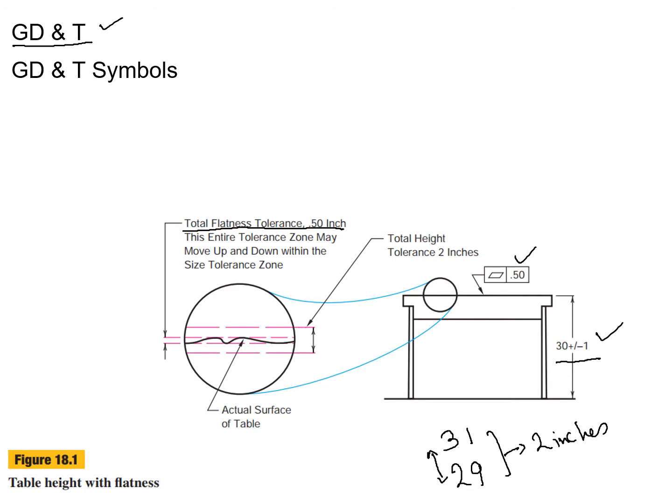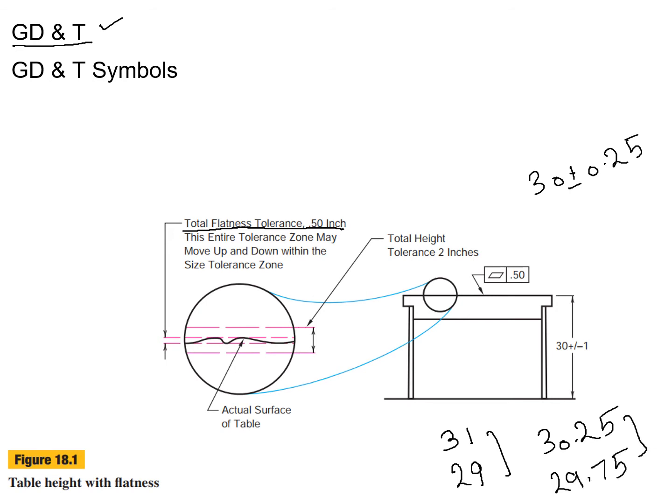Either we can have 30.5, so it's okay. We can have 29.5 or 29.7, whatever. It will be okay as long as it is in this 2 inches, but it will complicate things for us a little bit. For example, let's say the tolerance range is less than 2 inches, say 0.5 inches. If the overall tolerance allowed is 0.5 inches, for example 30 plus minus 0.25, that means the height of the table cannot be more than 30.25, or less than 29.75.